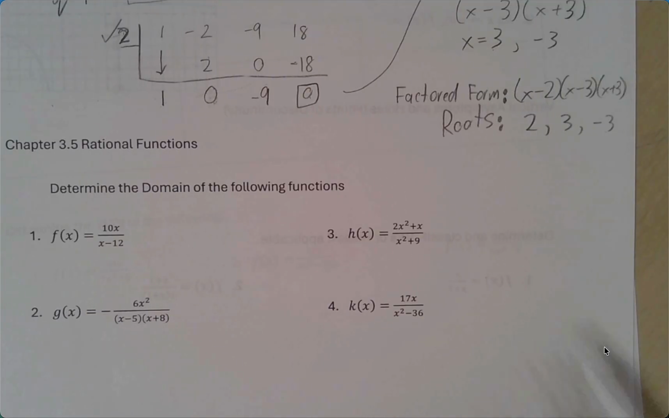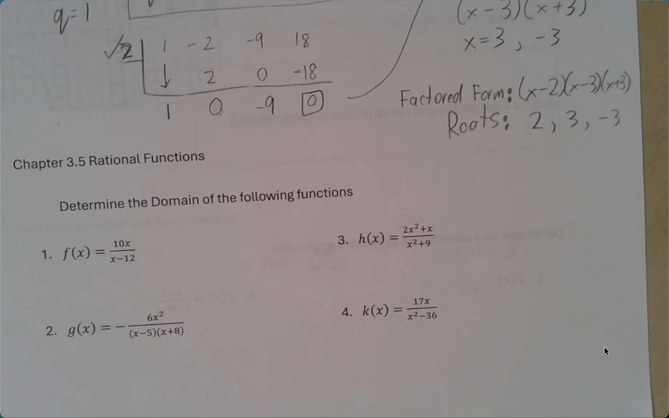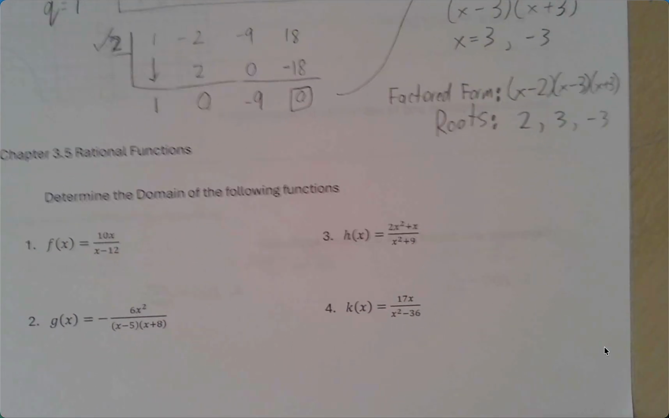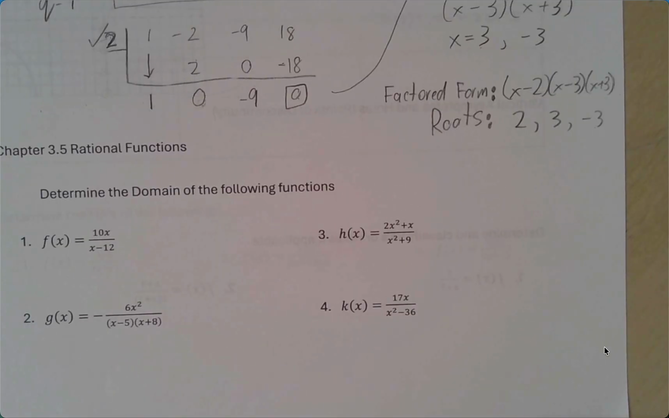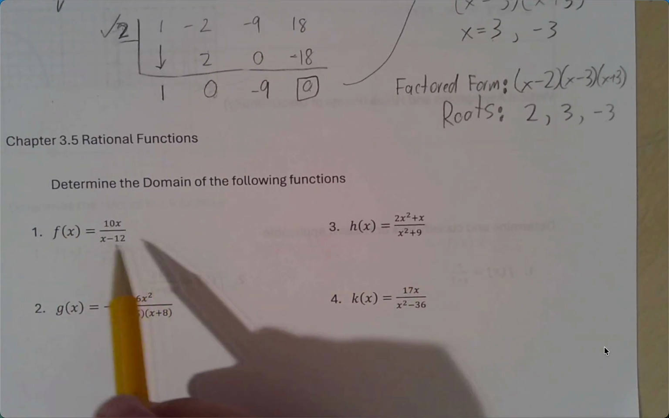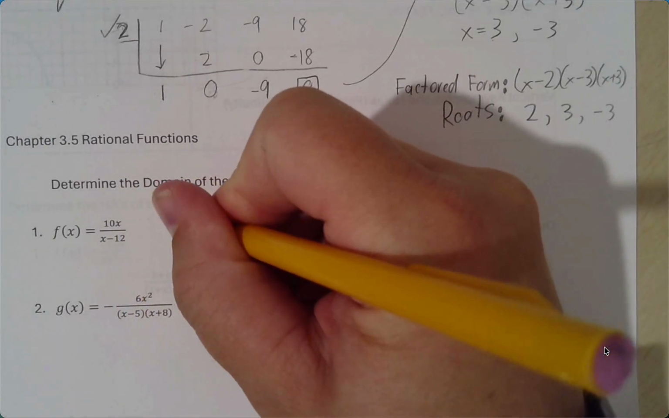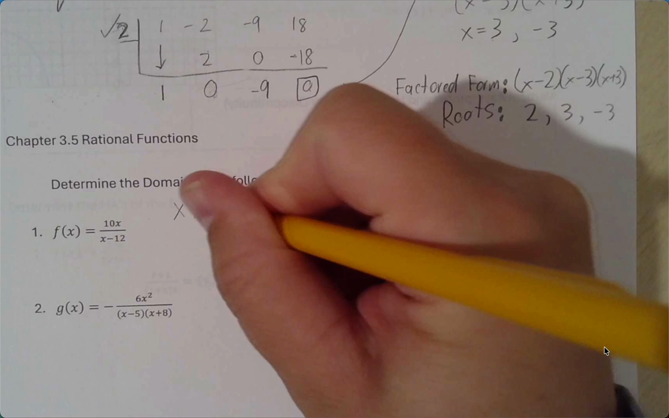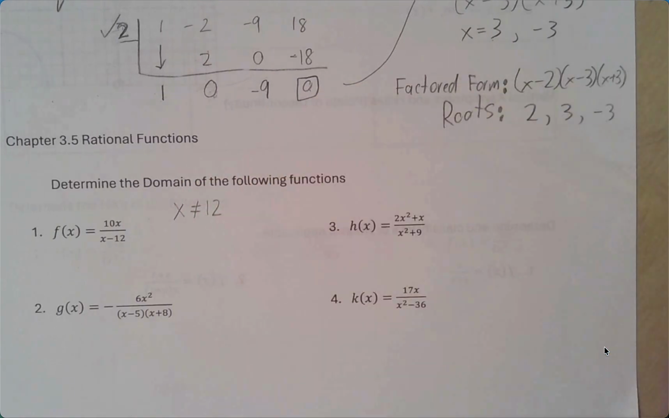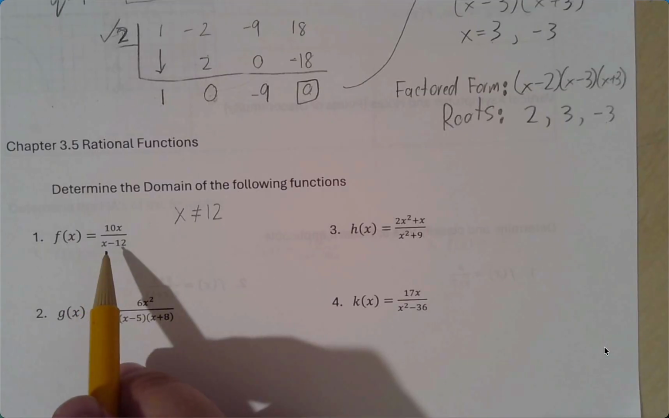Right off the bat, I definitely see denominators, and let's see, can I make any of them zero? Well, we'll go in order. Careful, I'm going 1, 2, 3, 4. So for the first one, the domain would simply be x cannot be 12, because plugging in 12 would make your denominator 0.